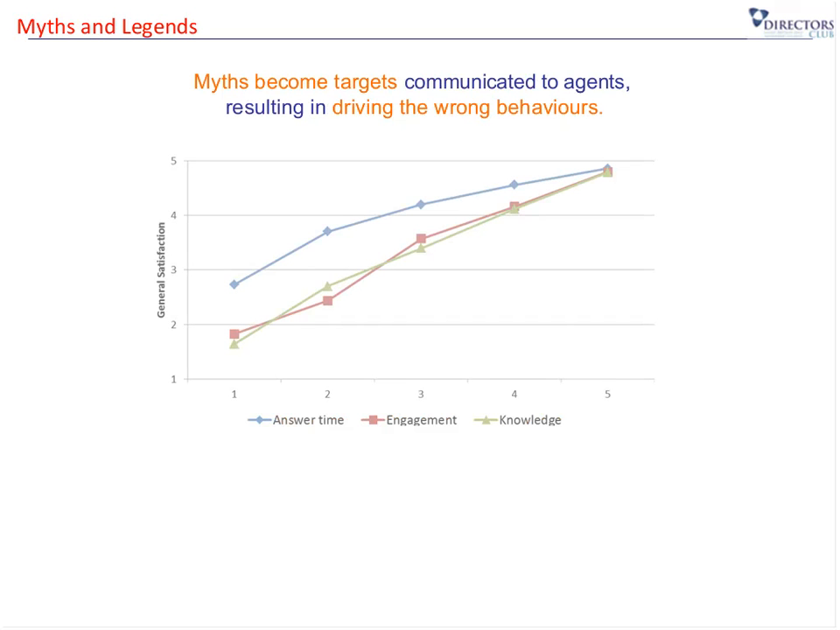There are many myths about what affect customer satisfaction, and these myths are made into targets that get communicated to agents, and that results in contact centres driving the wrong behaviours. This graph shows the results of Bright's analysis. That was over 500,000 CSAT surveys carried out last year, and it shows some quite interesting things.